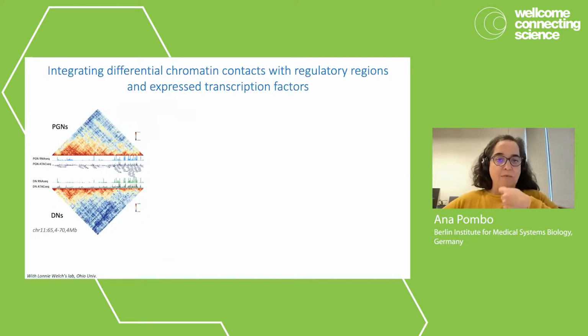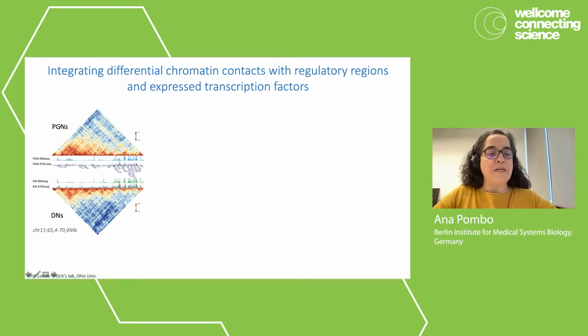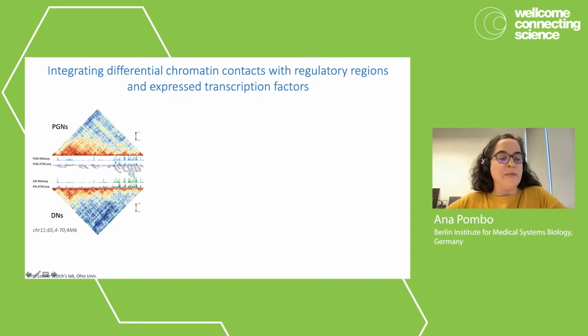So to explore more mechanistically how the different contacts are established in these different cell types, we next focused on the two neurons, the DNs and PGNs, and we started comparing these matrices side by side. So you can appreciate here a region where in PGNs we have a lot of contacts, both more locally but also more far away. This is a 5 megabase region, and in the DNs this is much more decondensed in the long range.